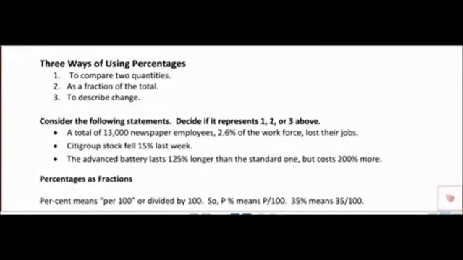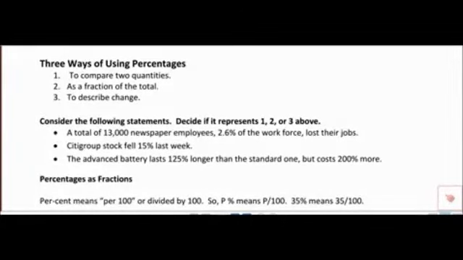The next statement, Citigroup stock fell 15% last week. And the next statement, the advanced battery lasts 125% longer than the standard one, but costs 200% more. So given those three statements, I want you to figure out which one of those represents a comparison of two quantities, which one represents a fraction of the total, and which one represents a description of change.